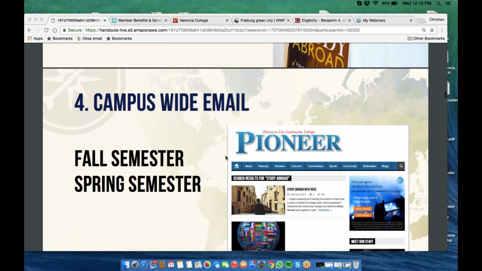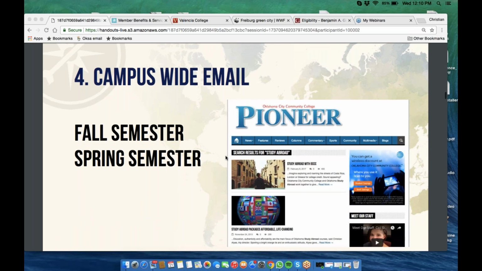Step number 4, guys, is campus-wide email. This is a big game changer. I'm going to use an example at a community college, Morris in New Jersey. We had Professor James Adkins. James ran his first program 2 years ago.